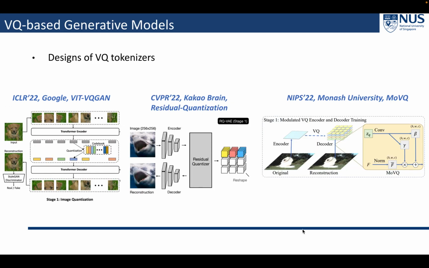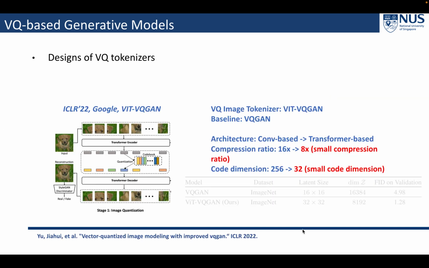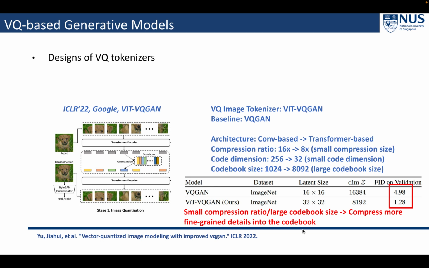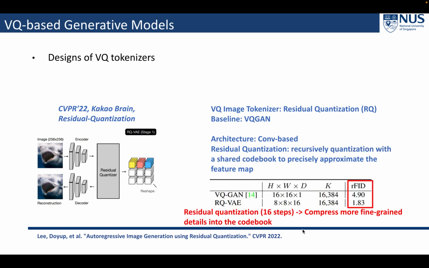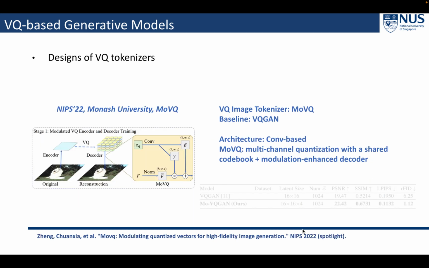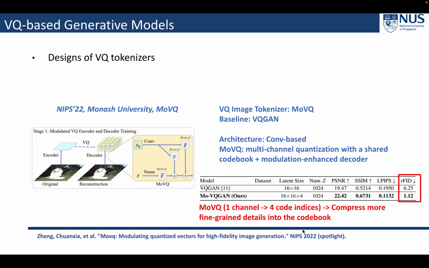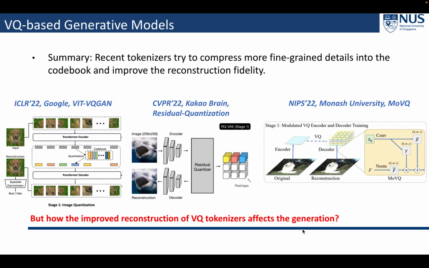Let's cover some typical designs of VQ tokenizers. The first is ViT-VQGAN. It uses a small compression ratio, small code dimension, but large codebook size, which results in better reconstruction fidelity. Residual quantization recursively quantizes with a shared codebook to precisely approximate the feature map and achieve a better reconstruction FID. And MoVQ uses multi-channel quantization with a shared codebook and a modulation-enhanced decoder to achieve the best reconstruction fidelity.